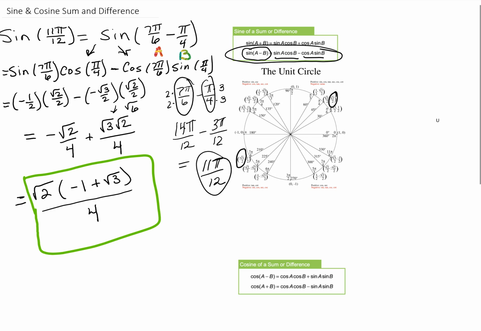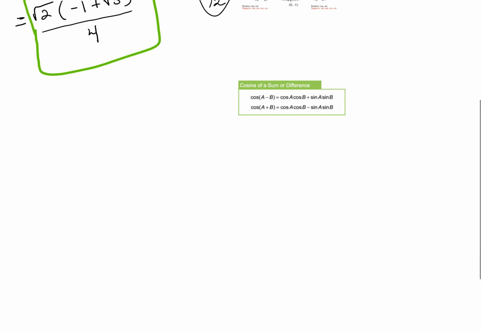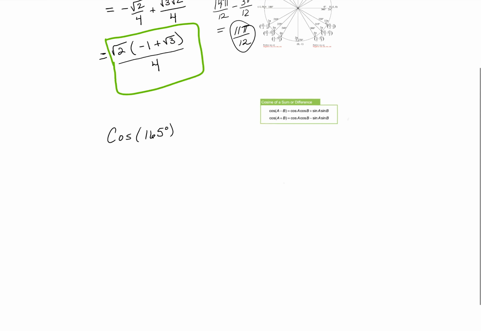Okay, so notice again, we're making use of this identity right here, which was the sine difference. Now, let's work on another problem. This one will be a lot easier because we're going to be working with degrees. So the cosine of 165 degrees. So this should be fairly easy.